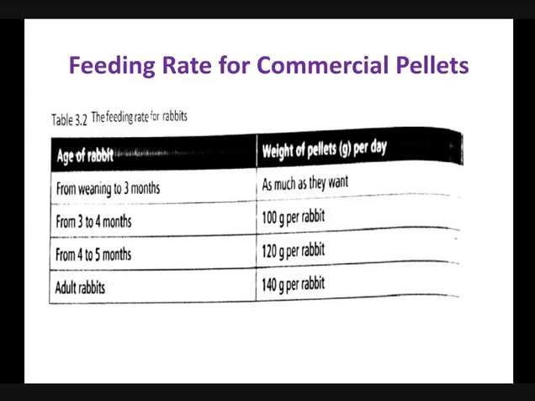So remember, if you have 10 rabbits in a hutch and they are all adults, you're going to multiply 140 grams by 10, right? To get the total amount that you need to give to these 10 rabbits. So when you multiply by 10, you get 1,400. So you're going to need 1,400 grams of pellets for the 10 adult rabbits.